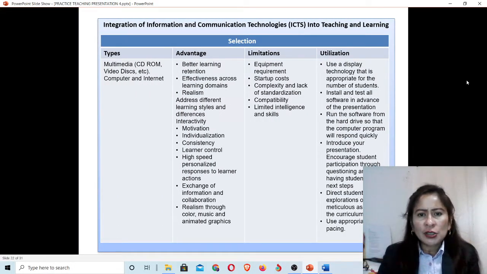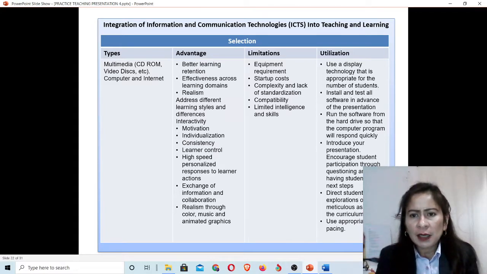The limitations are equipment requirements, startup cost, complexity and lack of standardization, compatibility, limited intelligence and skills.